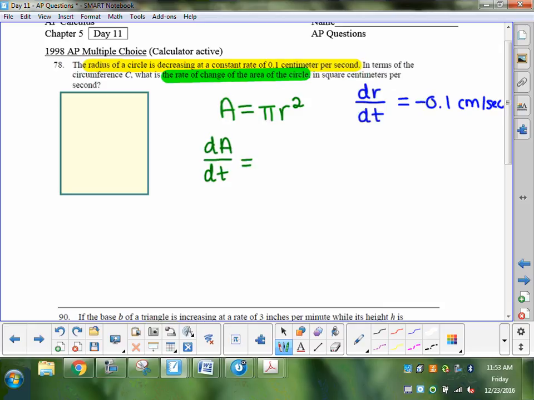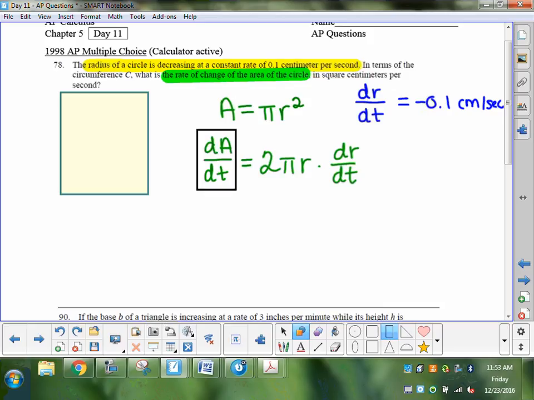Now on the other side, what would I now be left with on the right-hand side? Jack? 2 pi r dr over dt. 2 pi r times dr over dt. Now our goal is to solve for, in terms of the circumference, what is the rate of change of the area. So I need to figure out what the change in area is going to end up being.